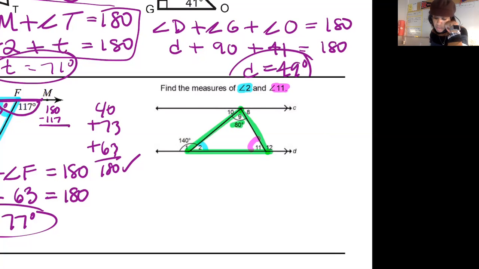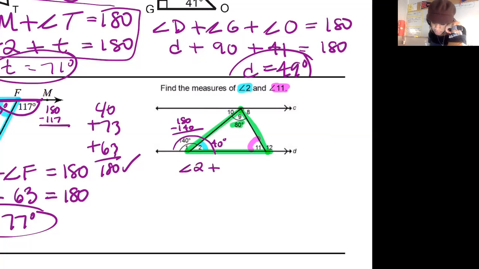The 2. So angle 2 and angle 1, again, form a linear pair. They equal 180. So 180 minus 140, that's going to leave behind 40 degrees. So this angle here is 40 degrees. So now I can work with that green triangle because I only have one that's missing. You can work with it as long as only one angle is missing.